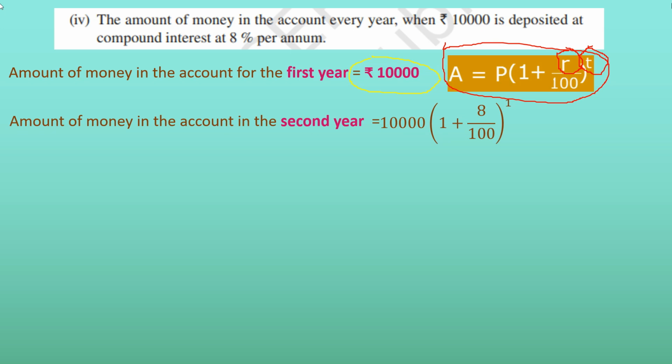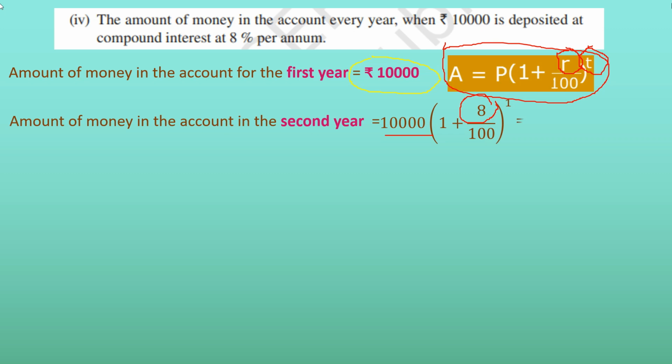Okay, so here for the first year, we deposited 10,000, so the principal is 10,000, and the rate of interest is 8%, so that's why this is 8 here. And to the power 1, because we are just finding out the amount after 1 year. For the second year, how much time period is there? 1 year, right? So that's why the power is 1.